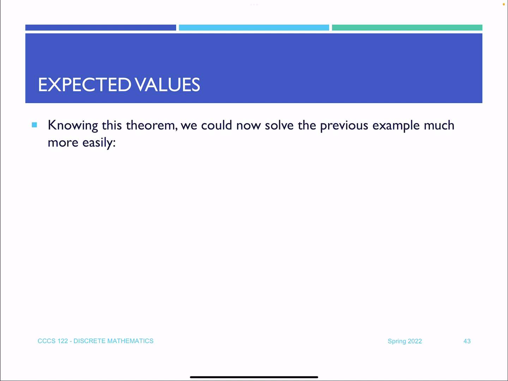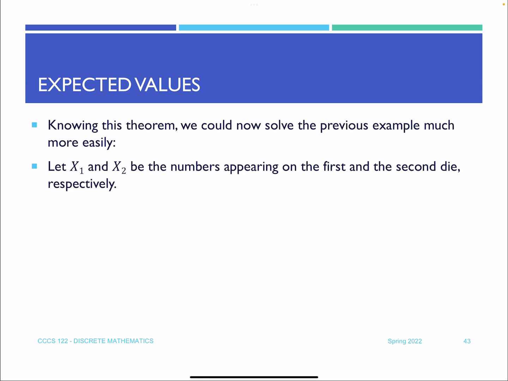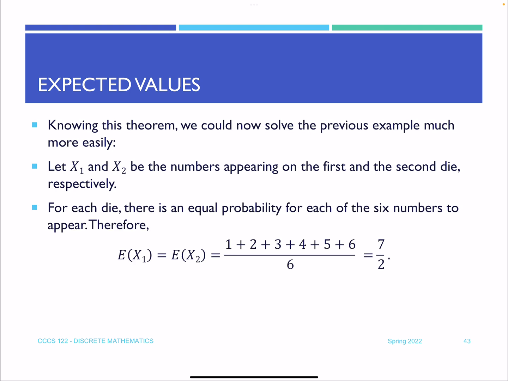Okay, so knowing this theorem, we could now solve the previous example much more easily. So let's say x1 and x2 are the numbers appearing on the first and the second die respectively. So each die has an equal probability for each of the 6 numbers that appear. So for that reason, the expected value of x1 is equal to the expected value of x2, which is just 1, 2, 3, 4, 5, and 6 each multiplied by 1 by 6. This is a little oversimplified over here. And the expected value will be 7 by 2.